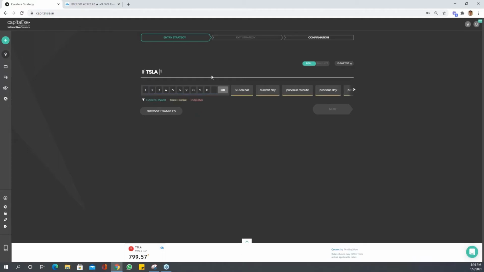If Tesla price, and again, you can use the word cross or crosses. For this strategy, we're going to use that. So if the price is below the lower Bollinger Band, and let's use an hour so we can try to get quite a few hits in here of Tesla. And let's say by at least 1%. So not only is it crossing, we want it to go further down.